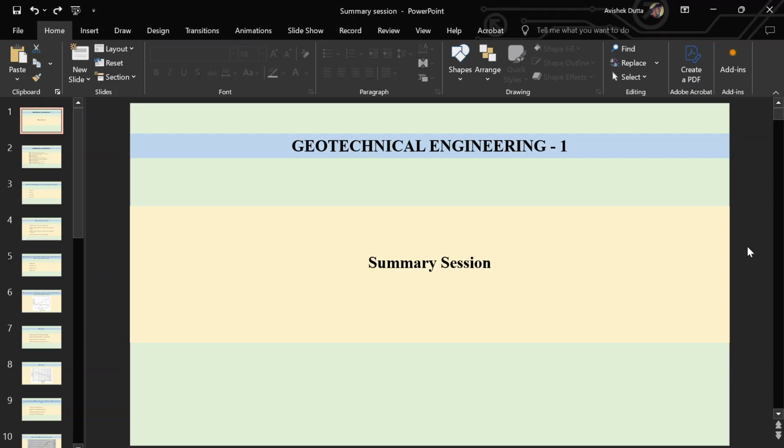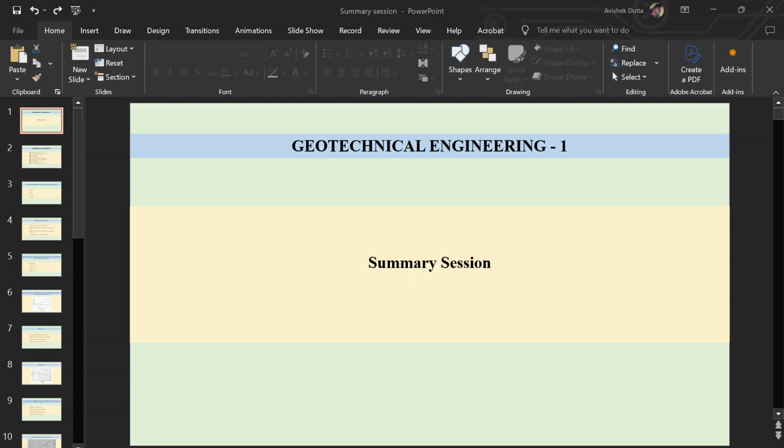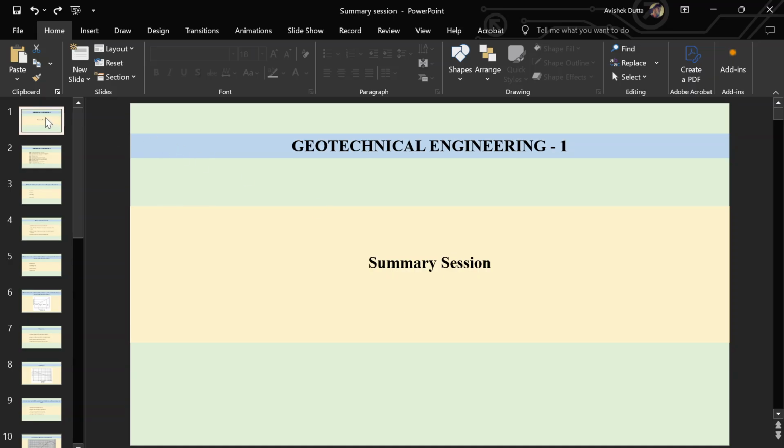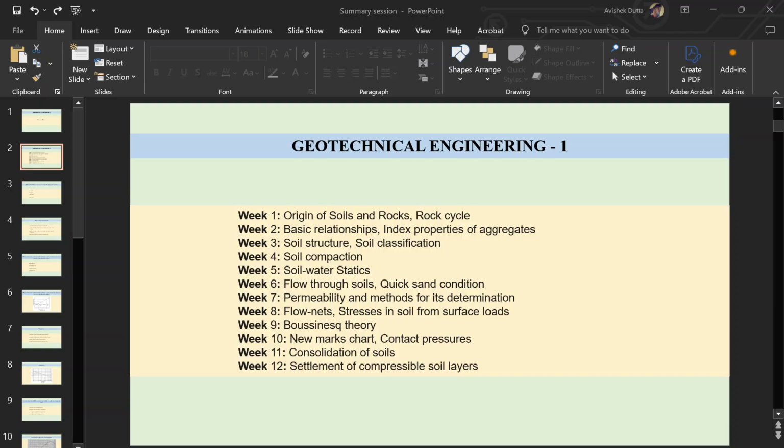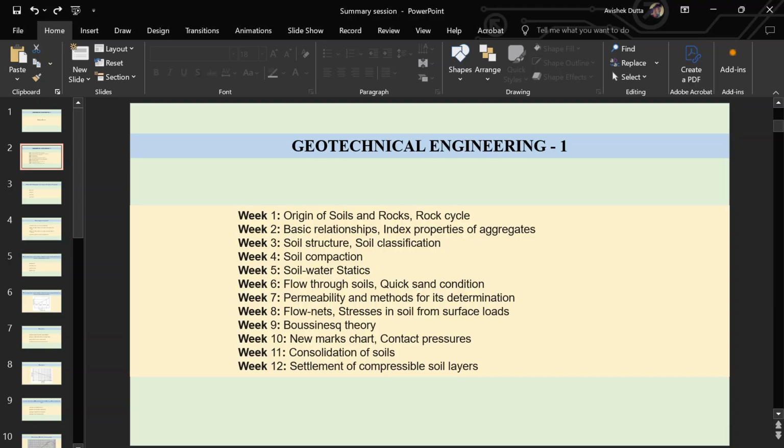Good evening again. This is the summary session for Geotechnical Engineering 1. This is the syllabus that has been followed for the problem solving sessions, and these are the chapters that have been discussed. In the beginning, in the first week, it was the origin of soils and rocks and the rock cycle. Then it was the basic relationships, index properties of aggregates and soil.